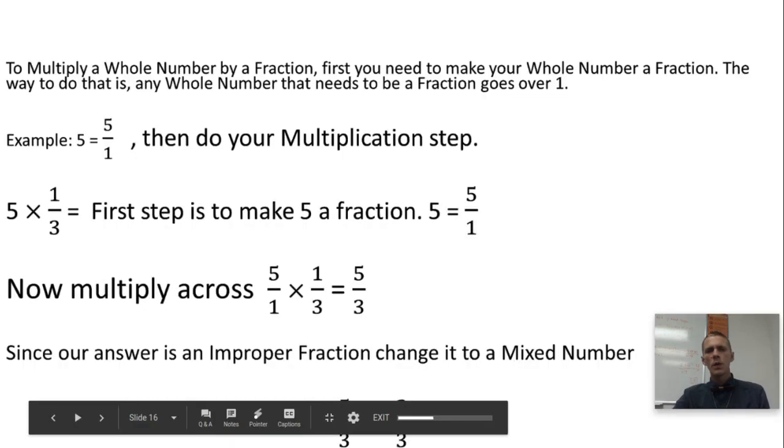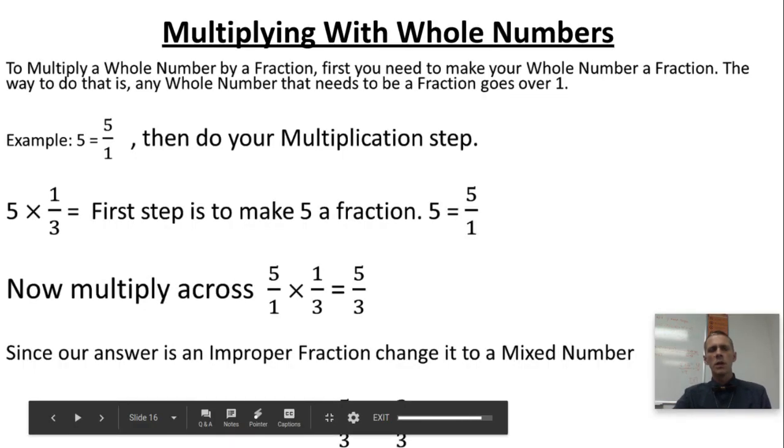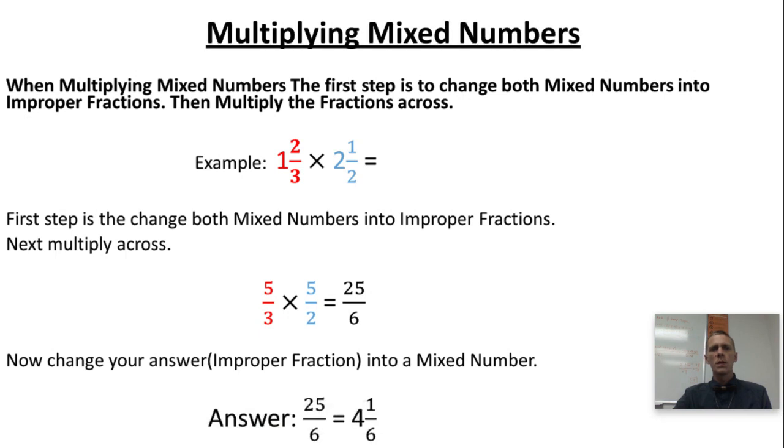Now, to multiply with mixed numbers, this is what we do. The first step is to change both mixed numbers into improper fractions, then multiply the fractions across. So in my first video, I showed you guys how to change mixed numbers into improper fractions. So first step is to change both mixed numbers into improper fractions and then multiply across.